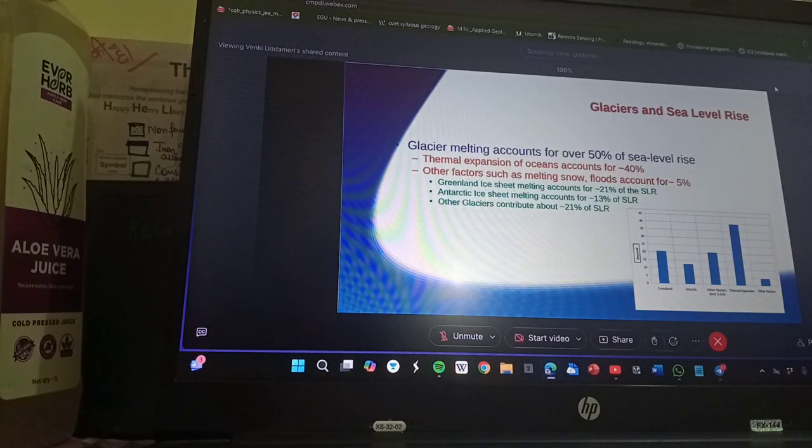If we look at sea level rise, which is a problem that's associated very closely with glacial melting, about 50% of sea level rise, or 53% to be more exact, is due to glacier melting, and the other 40% or so comes from thermal expansion of oceans. Greenland accounts for about 21% of sea level rise, melting of ice sheets. Antarctic ice sheets are about 13%, and other glaciers contribute about 21%, including the glaciers in India that Professor Sinha talked about.